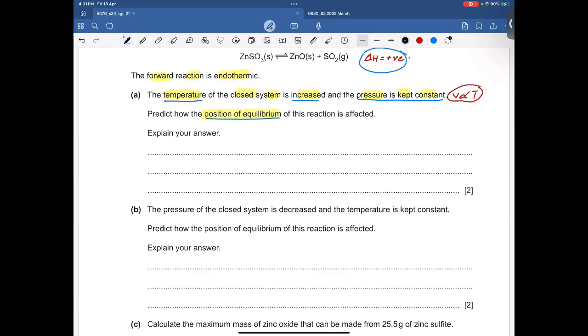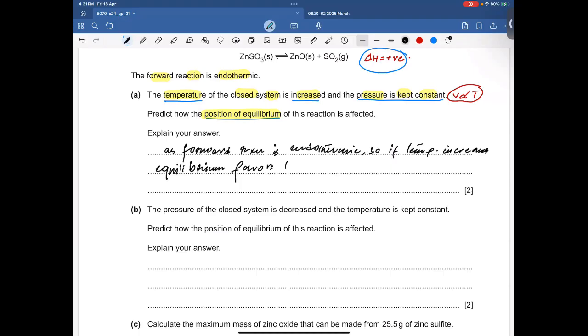So what we can write here is: the forward reaction is endothermic, so if temperature increases, equilibrium favors the product side.